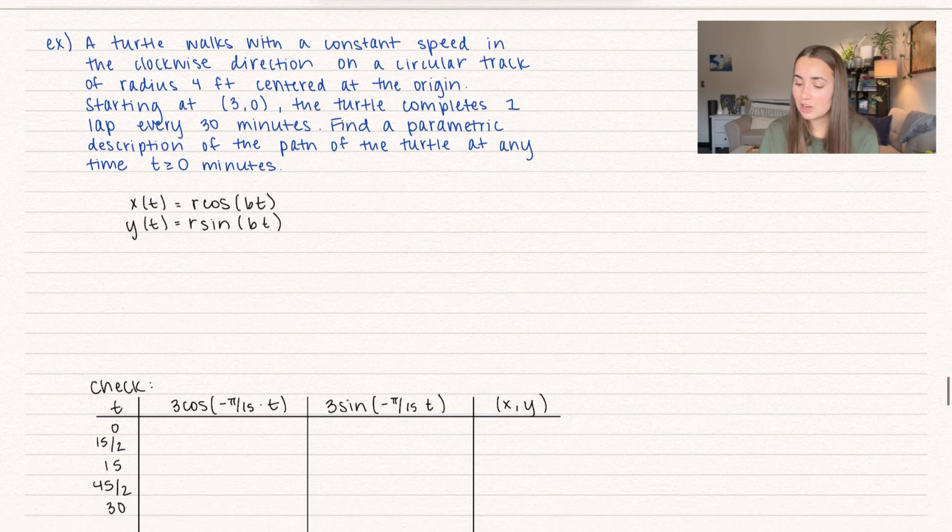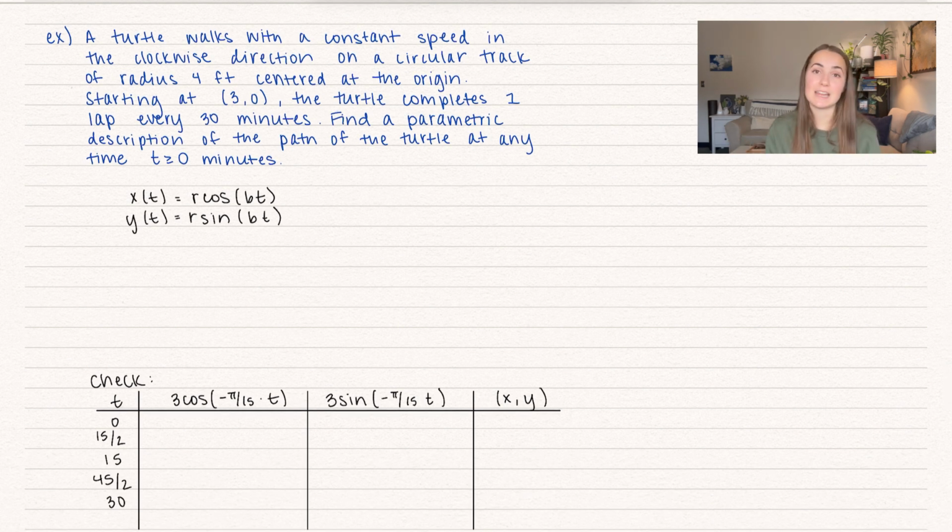So we know in general, a circle that's going to be centered at the origin has this general formula, right? We have r cosine of bt and we have r sine of bt. Now we also know that the amount of time it takes to complete an entire lap is going to be 2 pi divided by the absolute value of b.